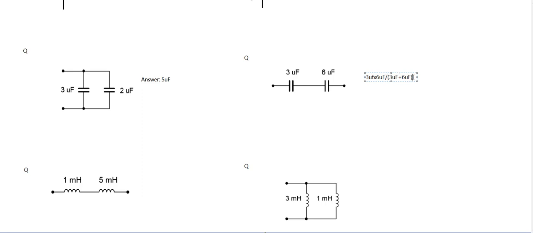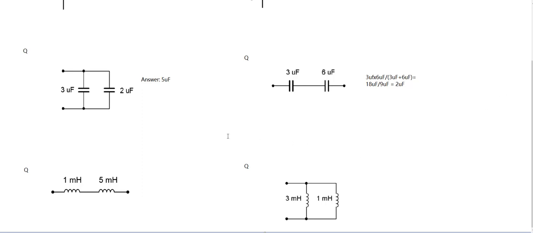And that's going to equal 18 microfarads divided by 9 microfarads, which equals 2 microfarads. That's the answer. So on the left-hand side, the two capacitors in parallel, the capacitance increases. You add them, it's 5 microfarads. On the top right, the two capacitors in series, the capacitance decreases and becomes 2 microfarads.